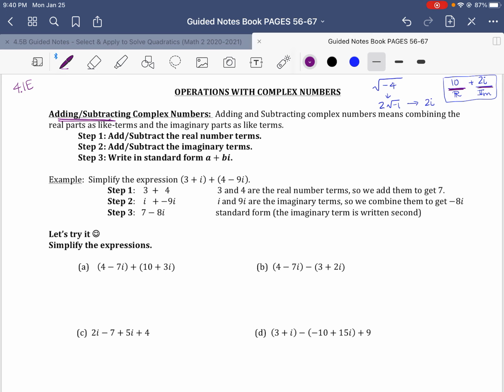So first of all, adding and subtracting complex numbers means just combining the real parts, like terms, and the imaginary parts, like terms. So again, this example right here says simplify the expression 3 plus i, so there's a complex number, plus 4 minus 9i, a second complex number. All I do is add the like terms. Well, in this case, 3 and 4 are both the real parts, so we would add those to get 7. We would then combine the i and the -9i and get -8i. So when you add these two complex numbers, you end up with 7 minus 8i.